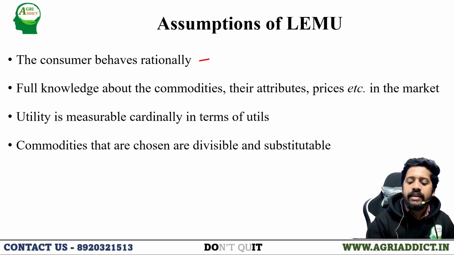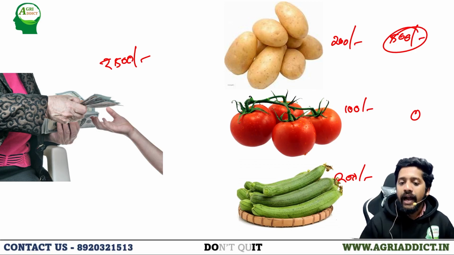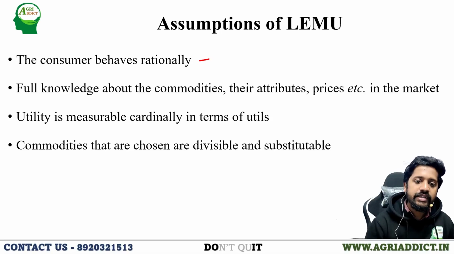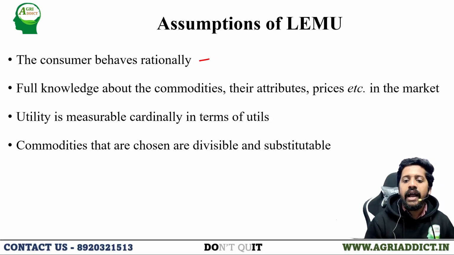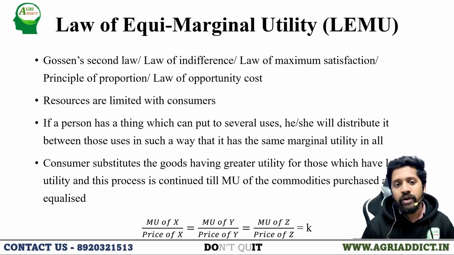Like, see, when I am giving my 500 rupees entirely for potato, then I am substituting potato over tomato and ridge gourd. So these are substitutable goods, right? So the commodities that are chosen are divisible and substitutable. These are the assumptions of the law of equimarginal utility.